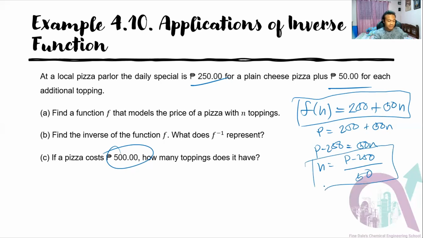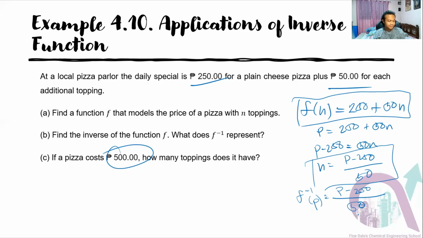This represents the number of toppings you added for a certain amount you paid. That is what the inverse function represents. So this is f inverse of p equals p minus 250 over 50.